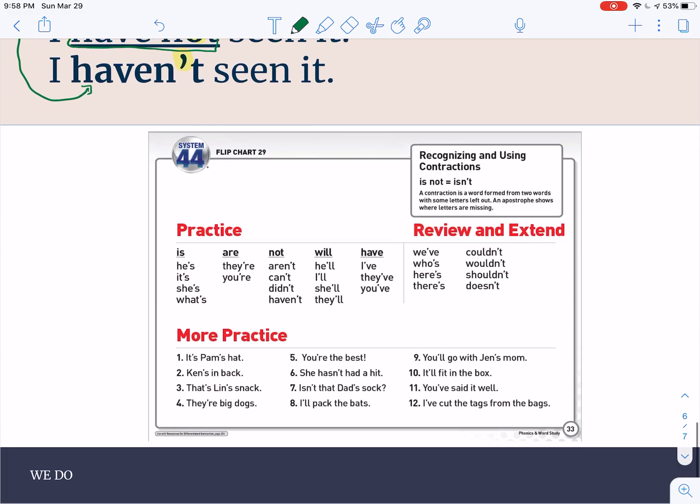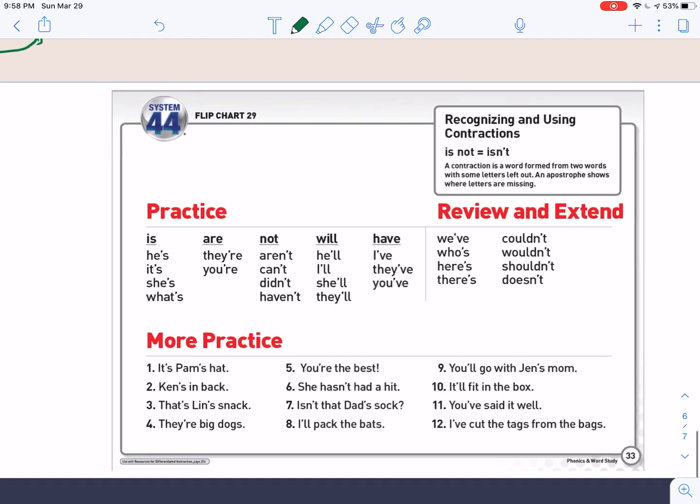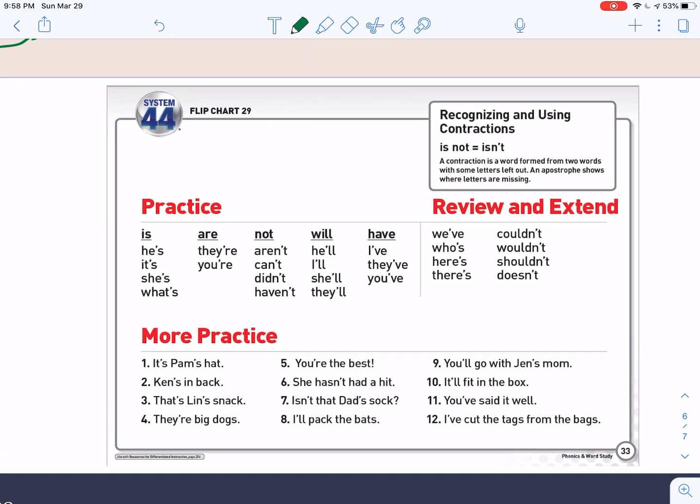Now, let's take a look again at this flip chart number 29. Let's look at this list with contractions with not. Look at aren't. See the apostrophe? Aren't. Notice that aren't has N apostrophe T. Aren't is a contraction for are not. Let's read each word on the list together. After each word, we will identify the 2 words that form the contraction.